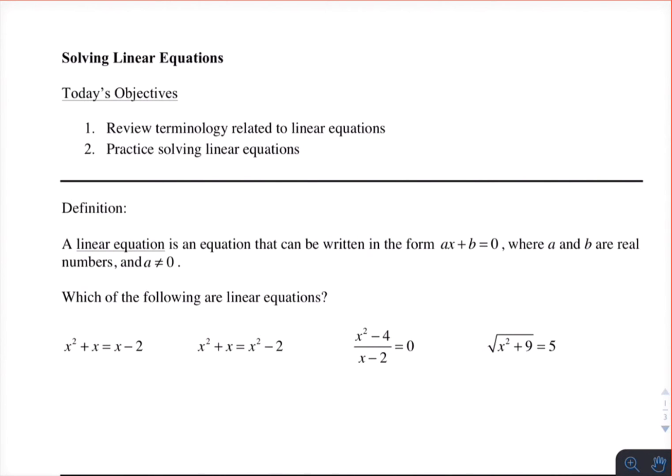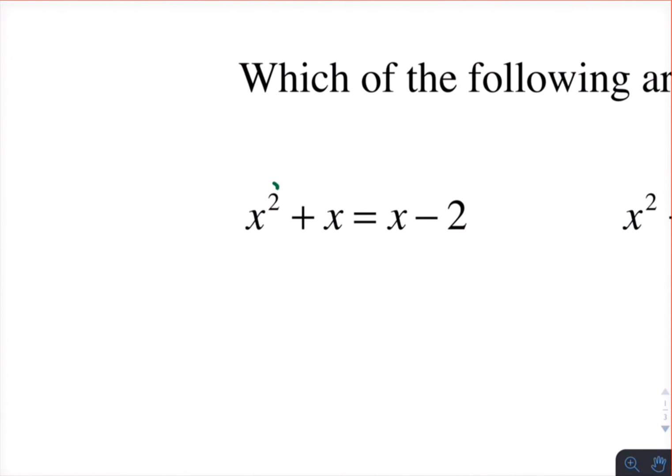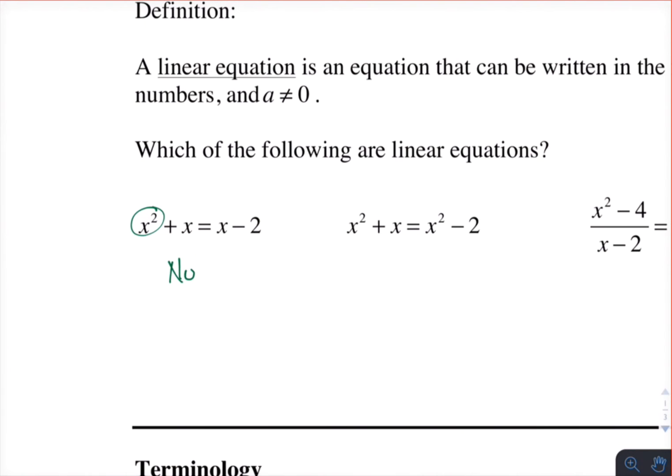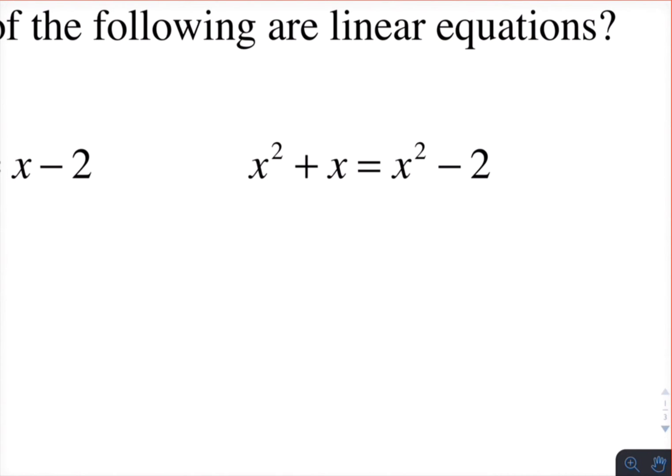If we look at the first one, because of this x squared term here, we know that this is not a linear equation. This next one has x squared as well, but if you look more closely, if we move everything over to the left, we end up with x plus 2 equals 0, and that is linear.